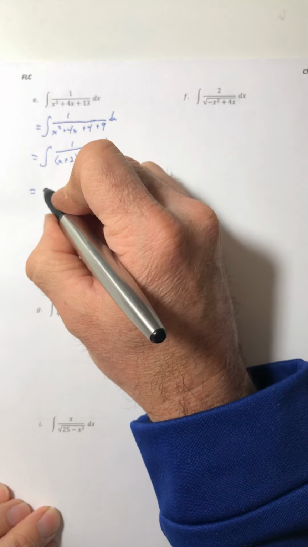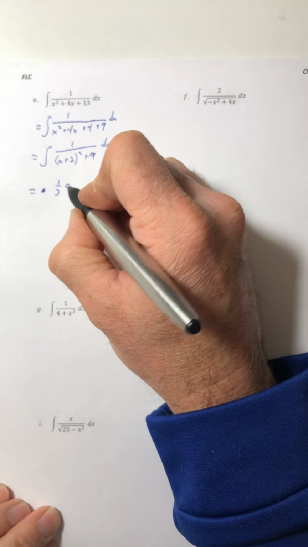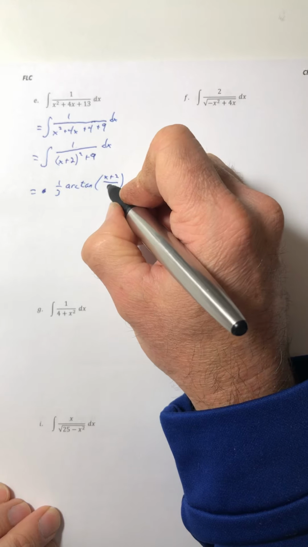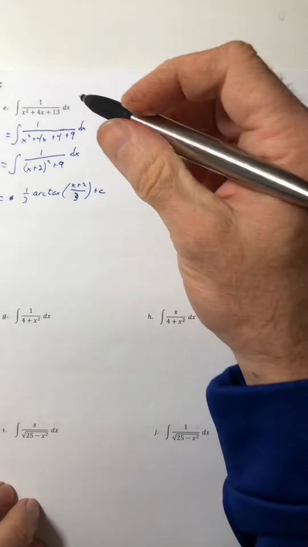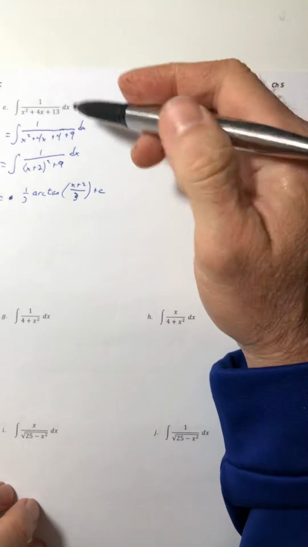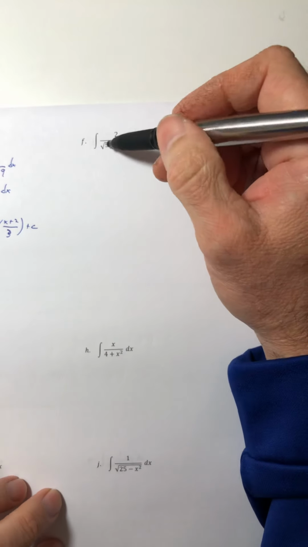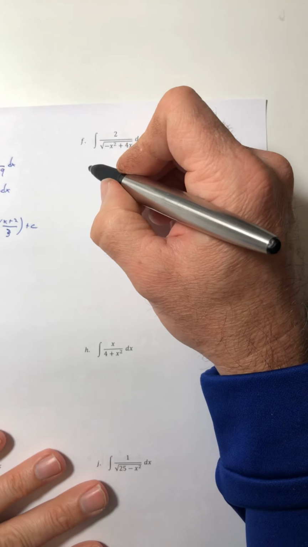So that will be 1 over 3 arctangent of x plus 2 over 3 plus c. So if it's close to an arctangent, you can always complete the square. And in fact, that's what we're going to need to do in example F, because it's close to that arcsine, but we need to complete the square in order to do it.